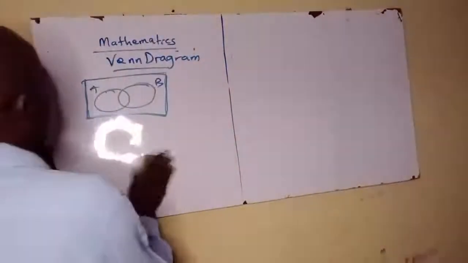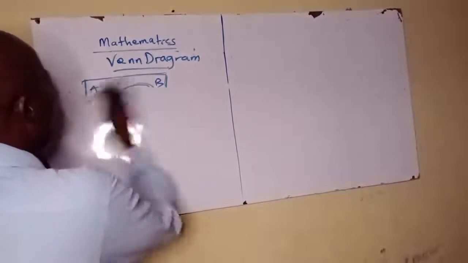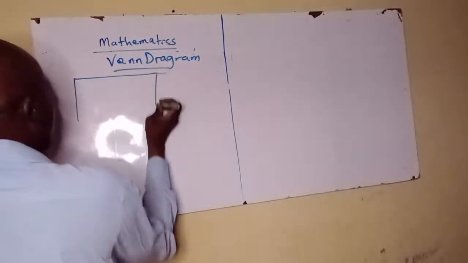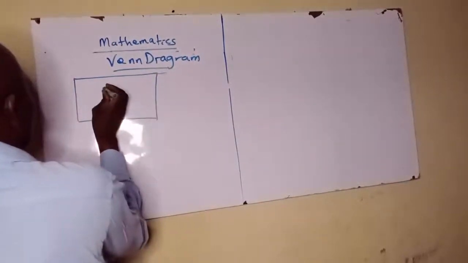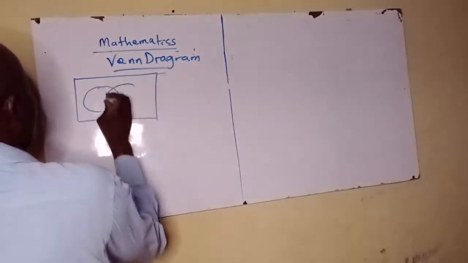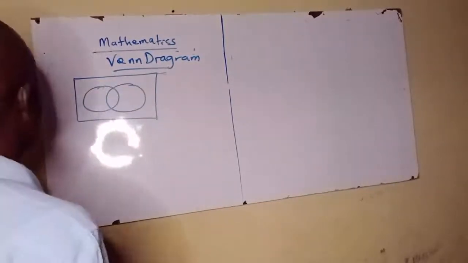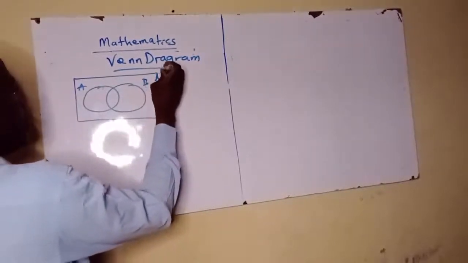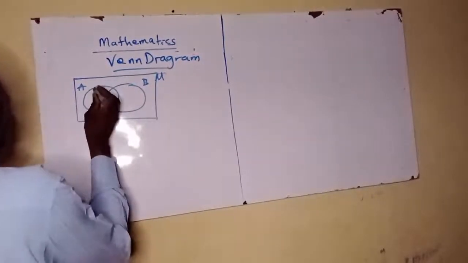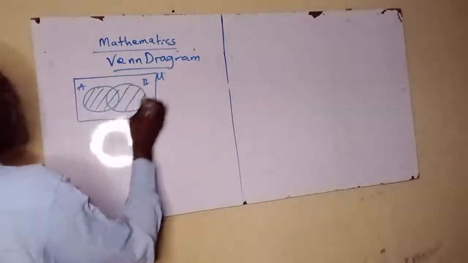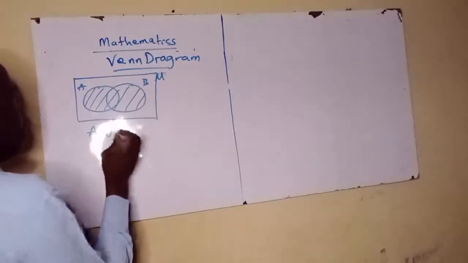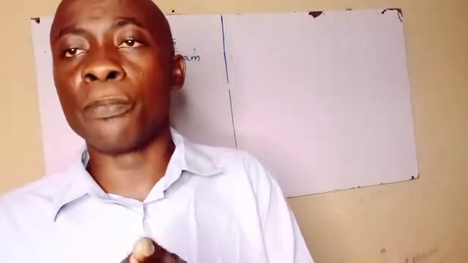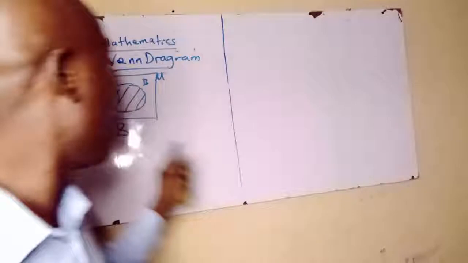I can represent many things with Venn diagram. If I talk about this one, this is set A, this is set B, and the whole thing here is the universal set. So if I shade this one, this means A union B. What I've shaded is A union B, that is everything in A and everything in B put together. Are we there? So that's how A union B looks like.